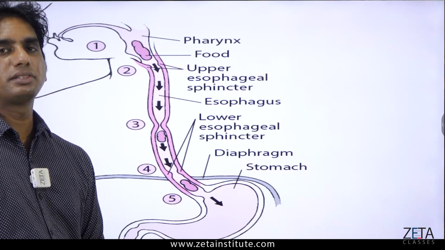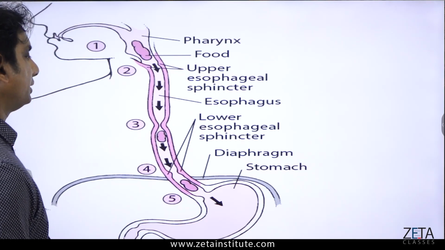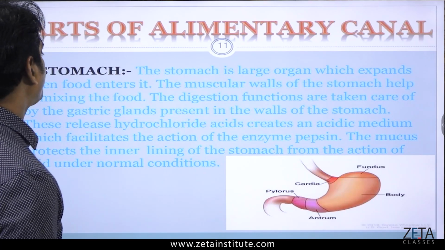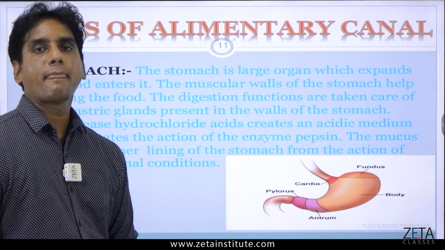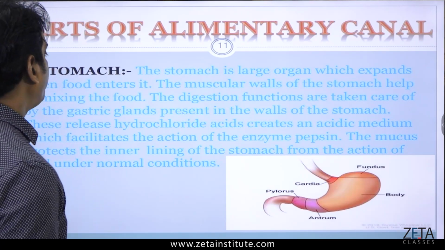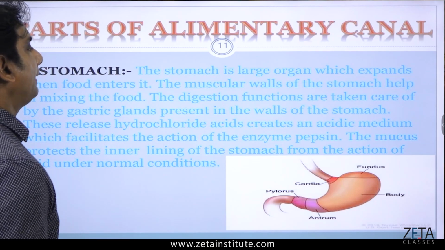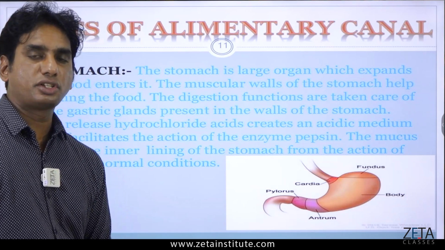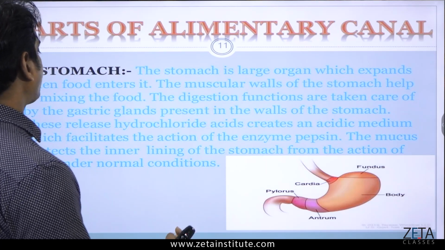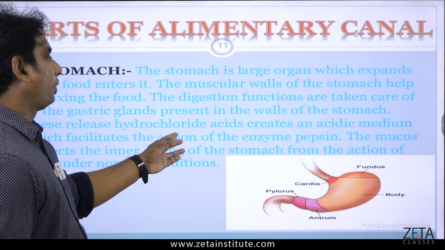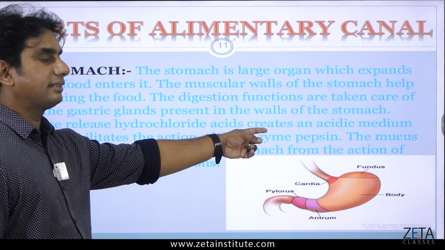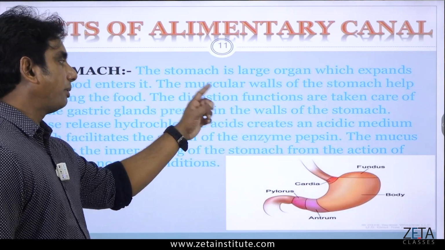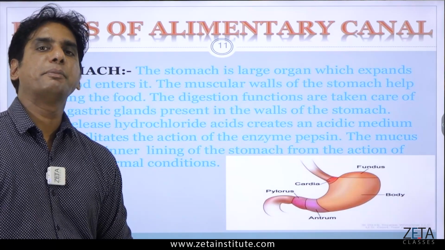Food that is being passed down to the stomach undergoes digestion and temporary storage, after which it is pushed into the small intestine. Remember, the stomach has a large acidic medium because of the gastric juice that is secreted. Inside the gastric juice, you can see hydrochloric acid and an enzyme called pepsin. Both of them are important, hydrochloric acid and pepsin.